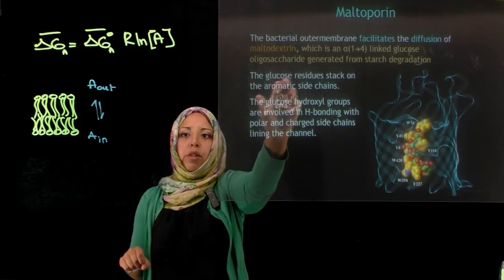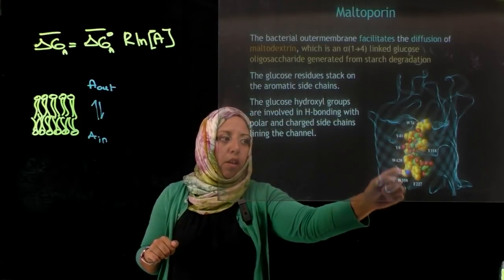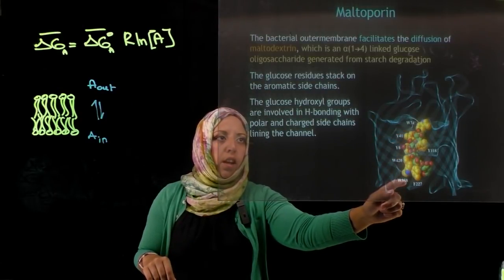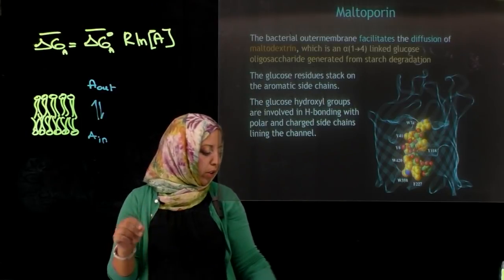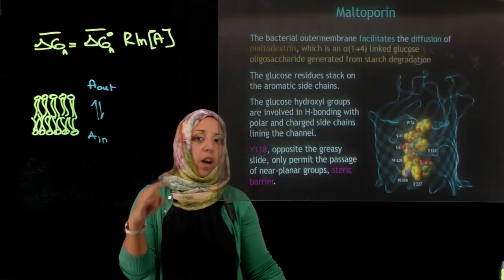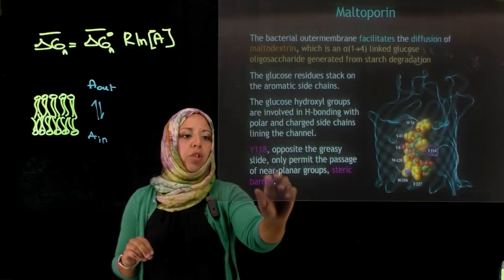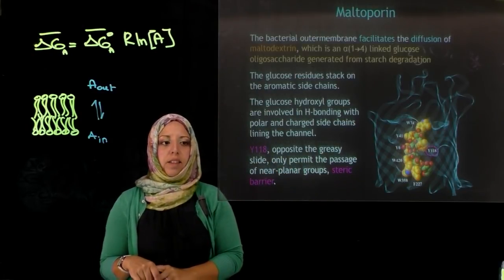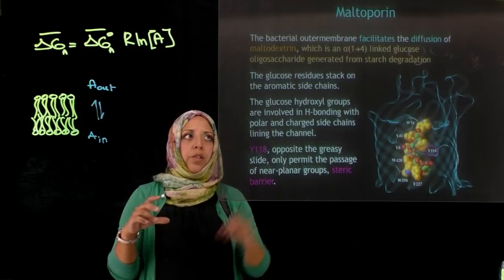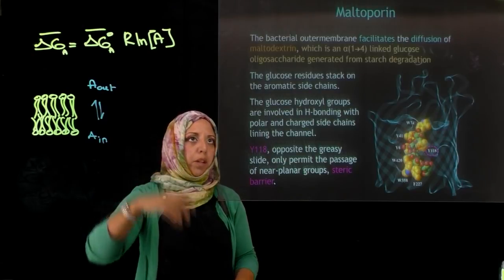And what happens is then the glucose molecules will stack on those aromatic side chains along what we call a greasy slide. The hydroxyl groups of glucose are involved in hydrogen bonding, right? And then there's also a specific tyrosine residue on the opposite end of that greasy slide, which permits only the passage of near planar groups. So it acts as a steric barrier, right? So it's very selective. And that's an example of maltoporin. It would be present within the membrane and allows the transport of maltodextrin.